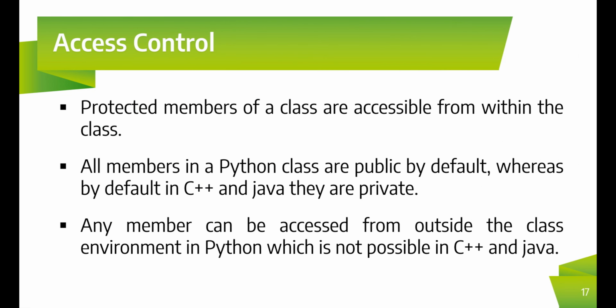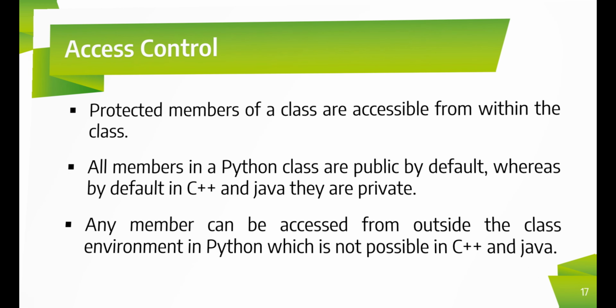Okay, now in this access control, protected members of a class are accessible from within the class. All members in a Python class are public by default, whereas by default in C++ and Java they are private. Right? Here any member can be accessed from outside the class environment in Python, which is not possible in C++ and Java.